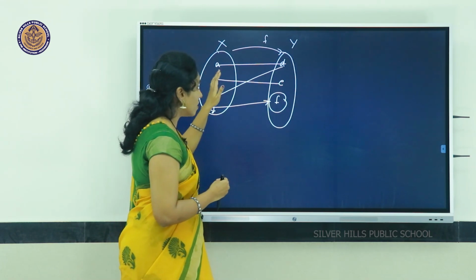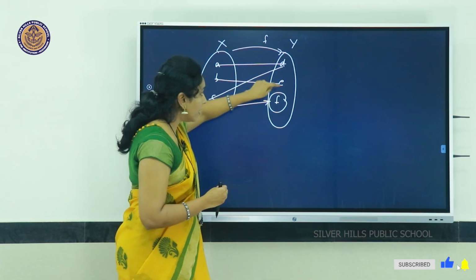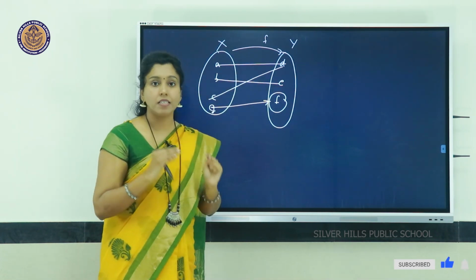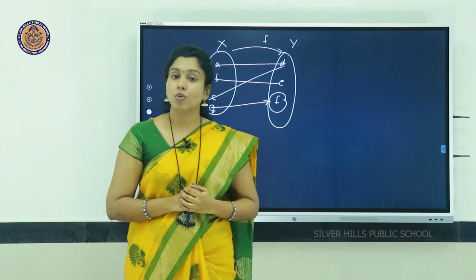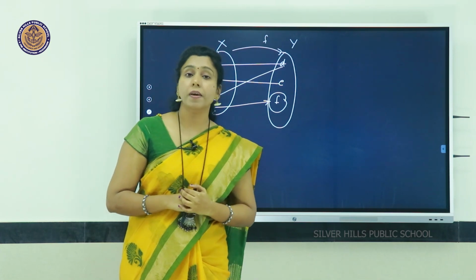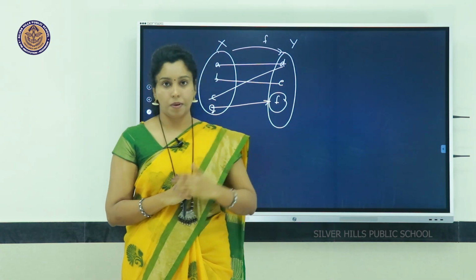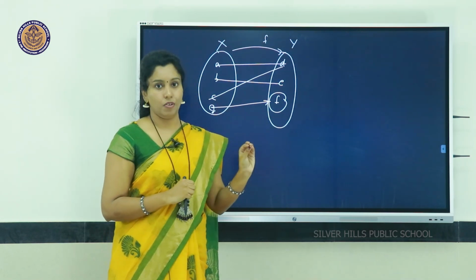So when we discuss range, what are the members coming in the range? It is D, E and F. You have set D, E, F. Is that equal to Y? Yes. So if a function is onto, range of that function will be equal to the codomain, and it is very clear from this example which I gave you.